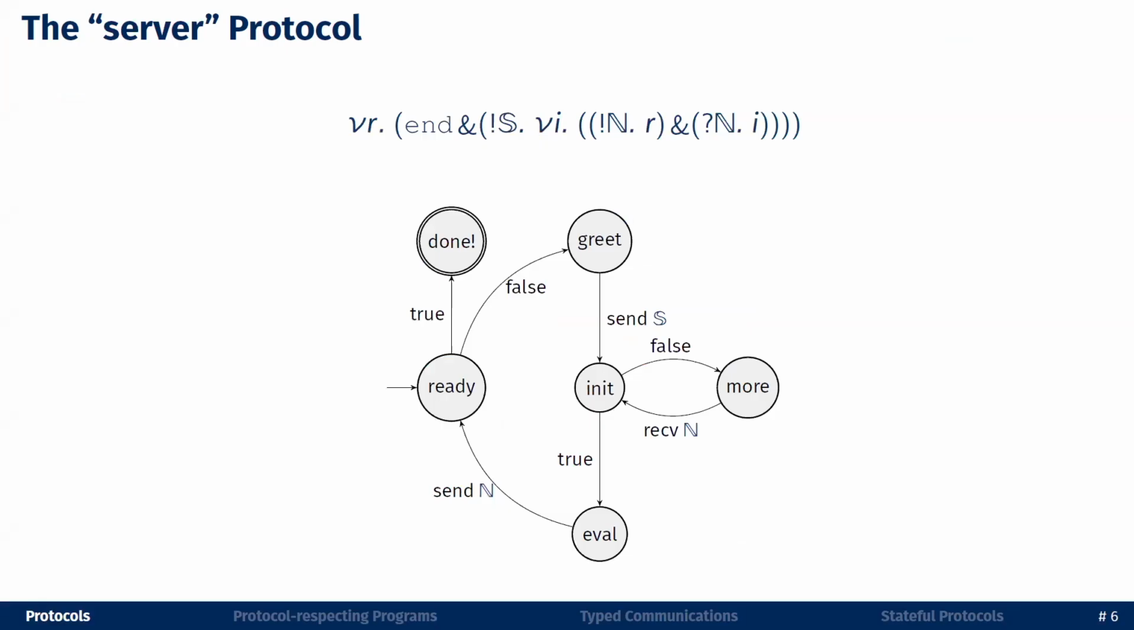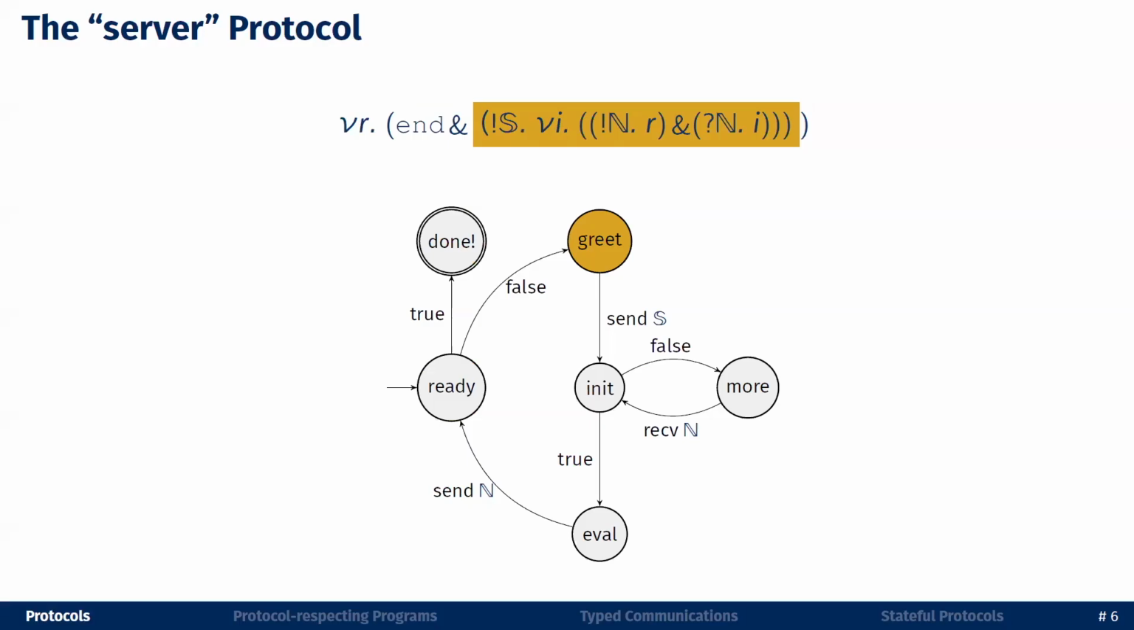And then you can build something a bit more complicated. Now you're repeatedly offering this small protocol. Again, you're starting in the ready state. You're offering two possible moves. The client could just not want to sum anything and be done with it, or they could say, okay, I'd like to sum something.